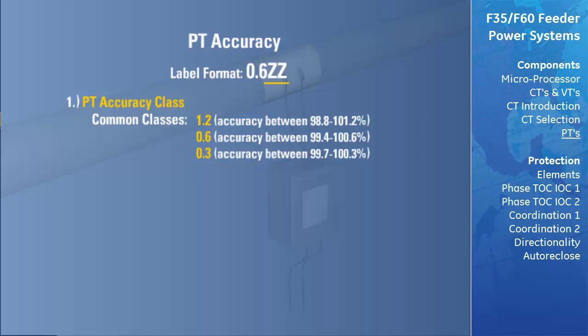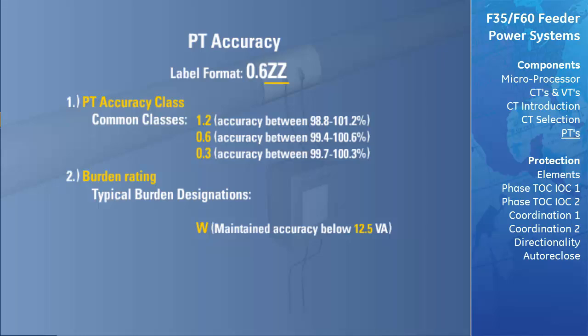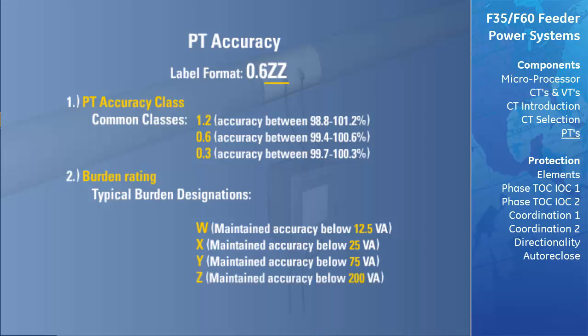The next character in the label is a letter designating the burden rating. The typical burden designations and their corresponding ratings are as follows. The W rating indicates the PT will operate accurately as long as the burden doesn't exceed 12.5 volt amperes. The X rating indicates the PT will operate accurately as long as the burden doesn't exceed 25 volt amperes. The Y rating indicates the PT will operate accurately as long as the burden doesn't exceed 75 volt amperes. The Z rating indicates the PT will operate accurately as long as the burden doesn't exceed 200 volt amperes.